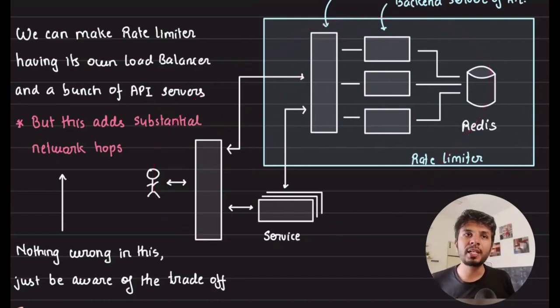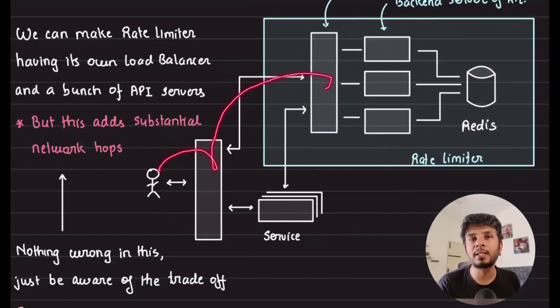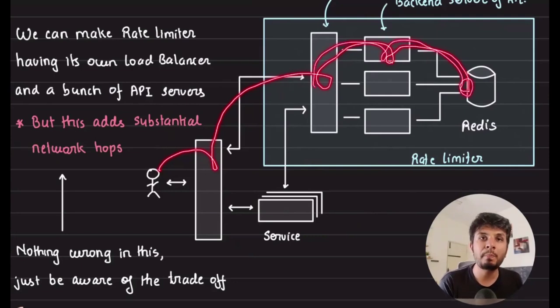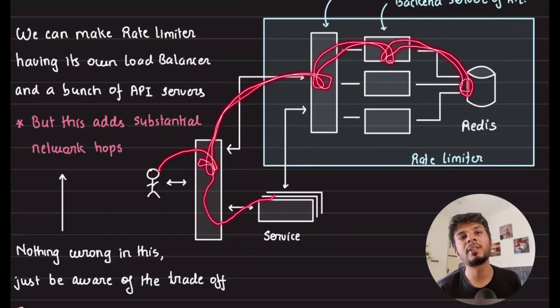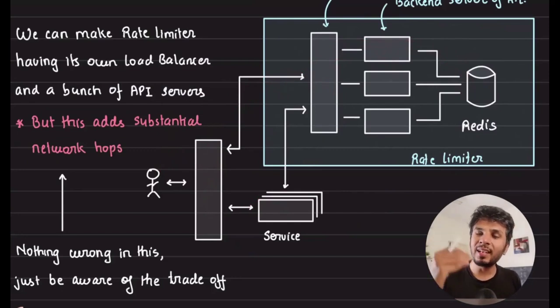So now this becomes your architecture. But if you look carefully, this is adding a substantially large number of network hops, because now what would happen is, a request from a user comes to your front-end service, which talks to the load balancer, which forwards this request to the rate limiter's API servers, which talk to Redis, get those things, send back the response, back the response, and now it is allowed to serve the request. So now the request is sent to the payment service. You see how slow this process is? The number of network hops just increased.